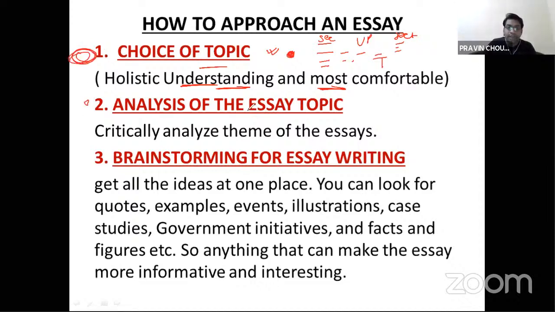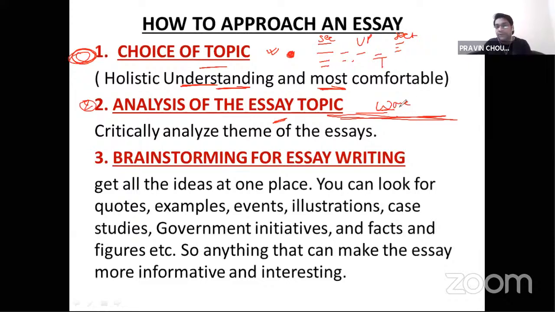And the second one is analysis of the essay topic. Once you choose your topic, suppose you have chosen a topic on women empowerment, they will not give you just the words women empowerment. Nowadays in the essay question paper, it is a long statement type. It will require proper time and proper analysis of the topic. So what is the topic exactly? It is a combination of two points, a combination of two keywords.